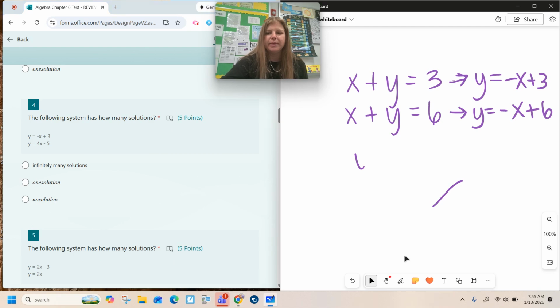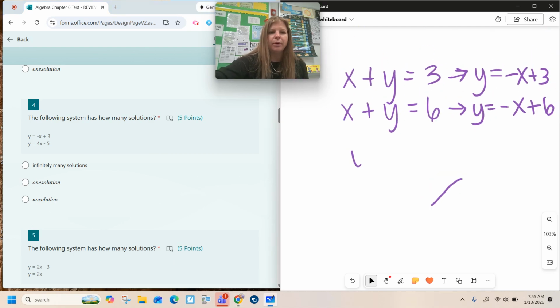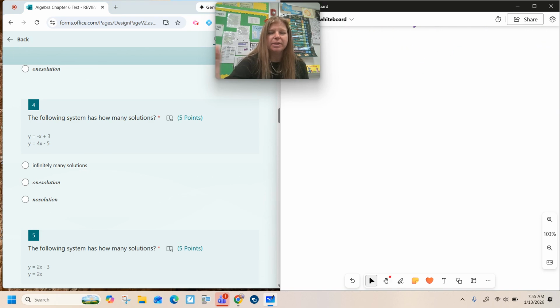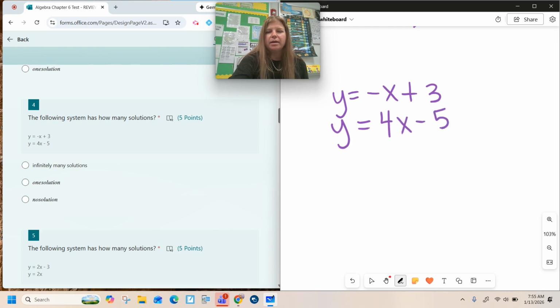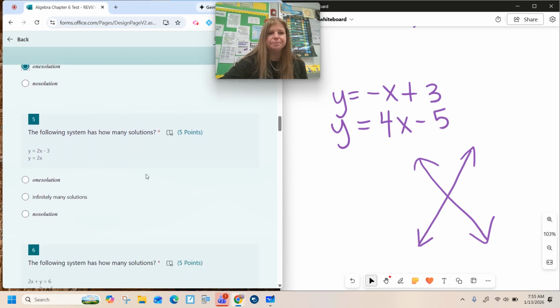Whereas in number 4, problem number 4 is y equals negative x plus 3 and y equals 4x minus 5. Now, I know that they're not going to be infinitely many, because if they were the same exact line, it would be infinitely many. I also know that those two lines are not going to be parallel because they don't have the same slope. So what's left? It's not infinitely many. It's not no solution. These lines would definitely be intersecting. I'd have a -1 slope, a +4 slope. Eventually those lines are going to intersect each other, and so there's going to simply be one solution.